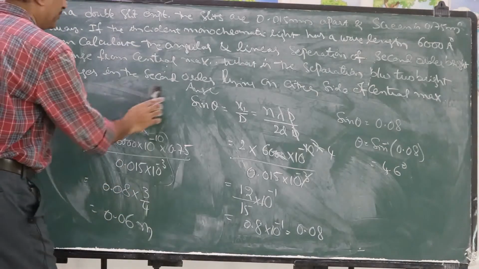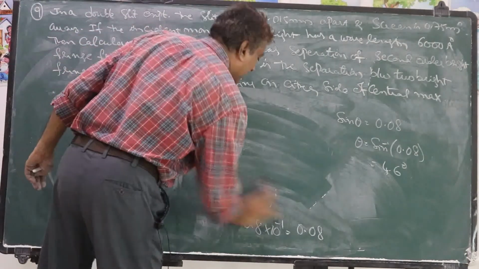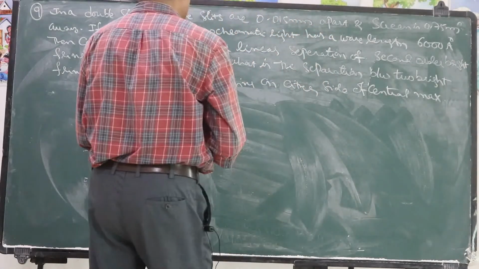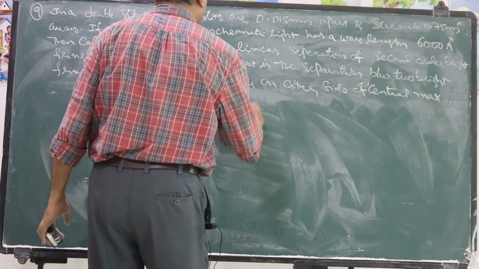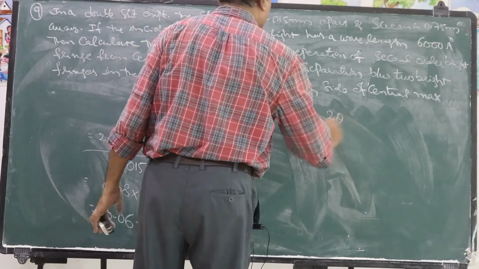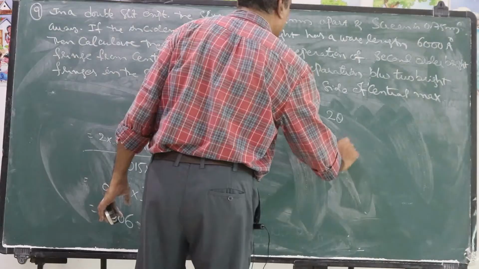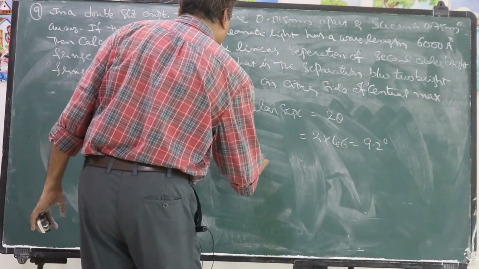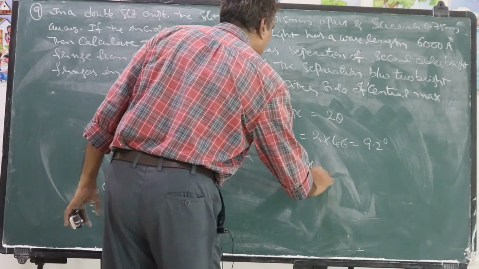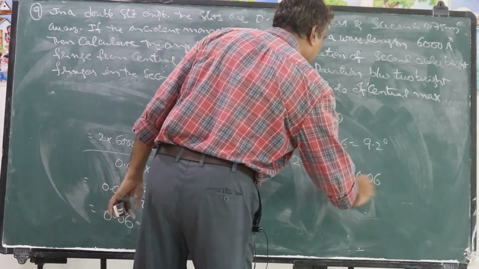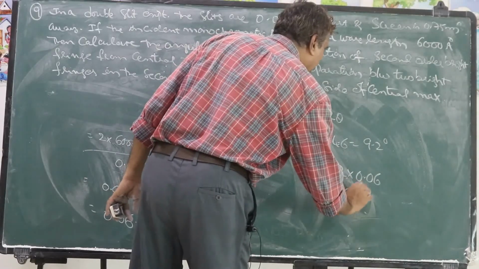Now, separation between two brights on either side. So, angular separation is 2 theta, that is 2 into 4.6, that is 9.2 degree, and linear separation is 2 into x2, that is 2 into 0.06, that is 0.12 meter.